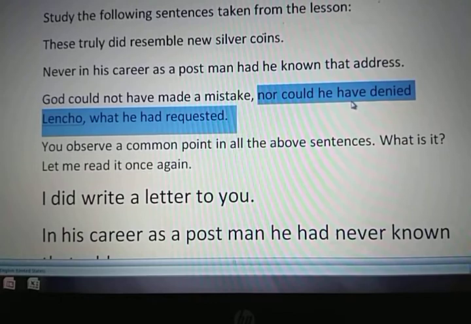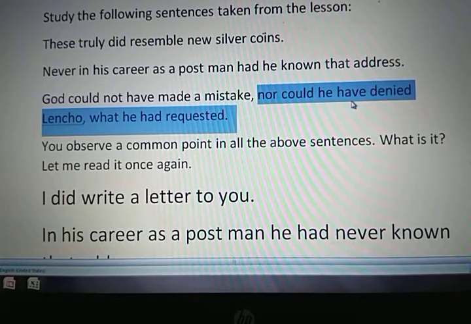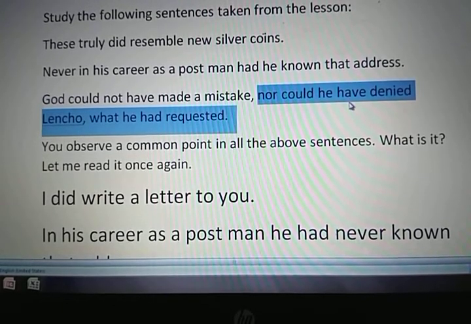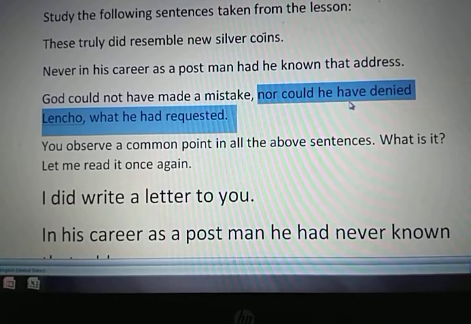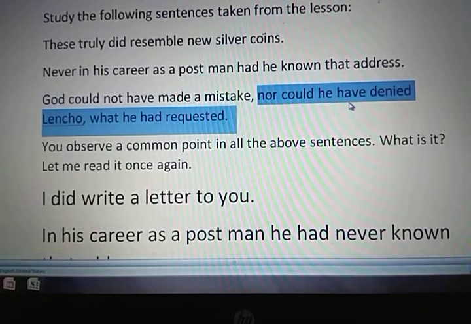Actually, that sentence should be, he could not have denied Lancho what he had requested. So in order to give emphasis to that sentence, we started that sentence with nor. Nor is a negative adverb. That is the thing. When you start any sentence with a negative adverb, you should follow verb inversion.